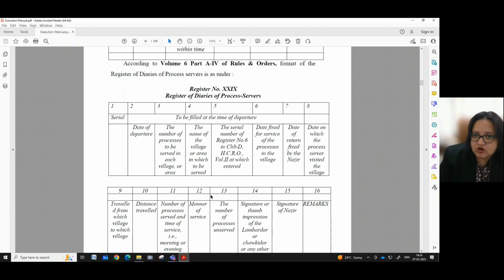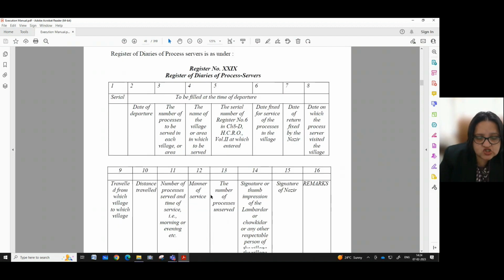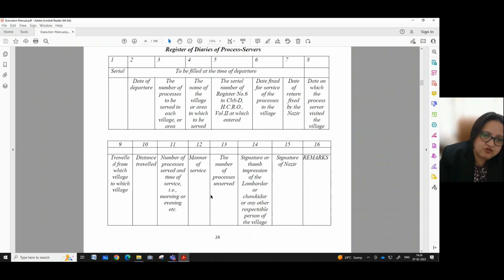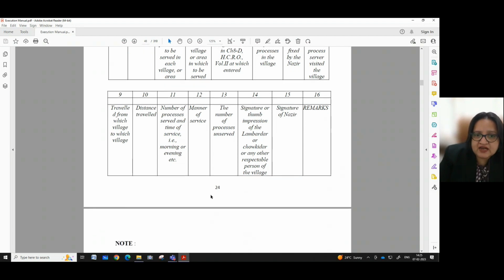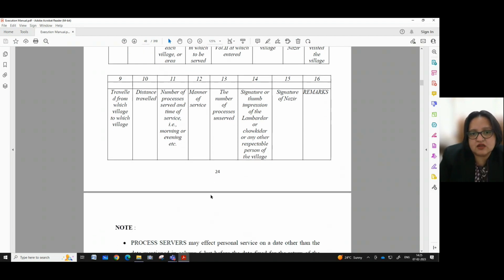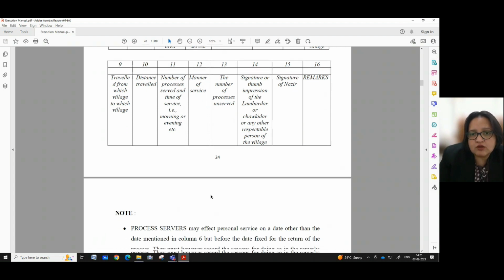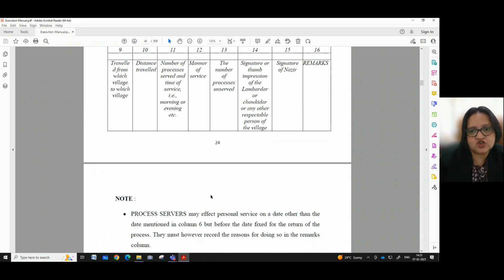Column number 8, date on which the process server visited the village. Column number 9, traveled from which village to which village. Column number 10, distance traveled. Column number 11, number of processes served and time of service, that is morning or evening, etc. Column number 12, manner of service. Column number 13, the number of processes unserved. Column number 14, signature or thumb impression of the lambardar or chowkidar or any other respectable person of the village. Column number 15, signature of Nazir.